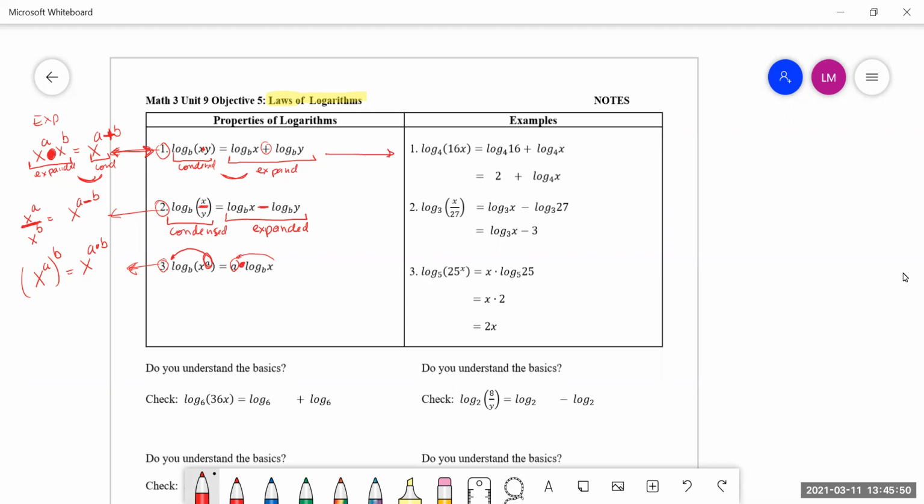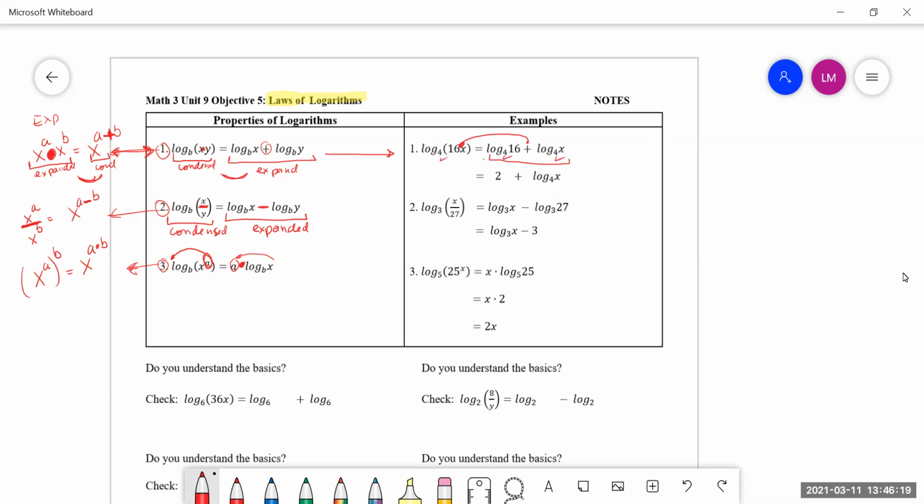Okay, so if I have log base 4 of 16 times x, it's a multiplication. We usually say 16x, but it's actually 16 times x. So in an expanded version, it becomes log base 4 of 16 plus, because it was a multiplication, it became an addition, log base 4 of x. The base stays the same. It was a 4, it will stay a 4.